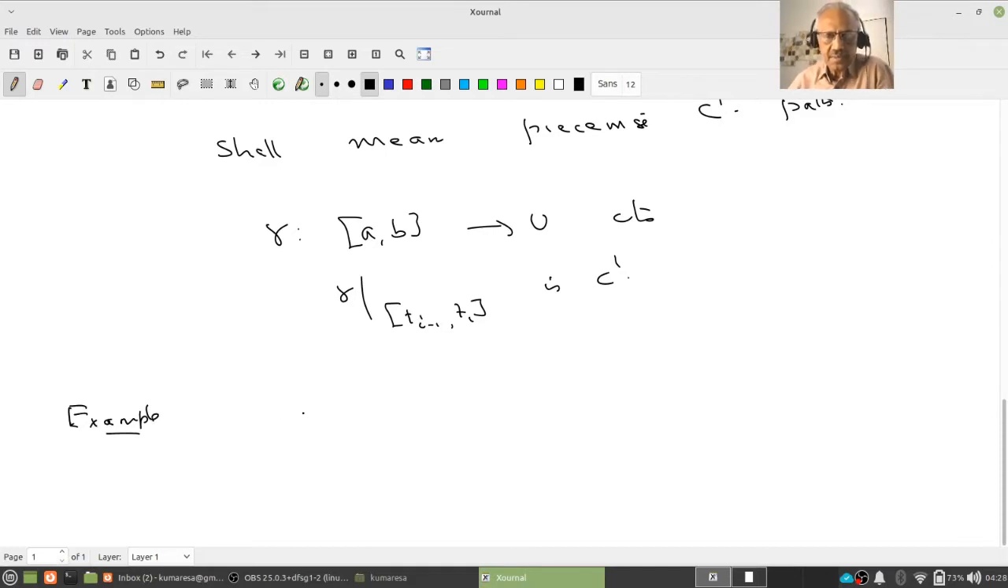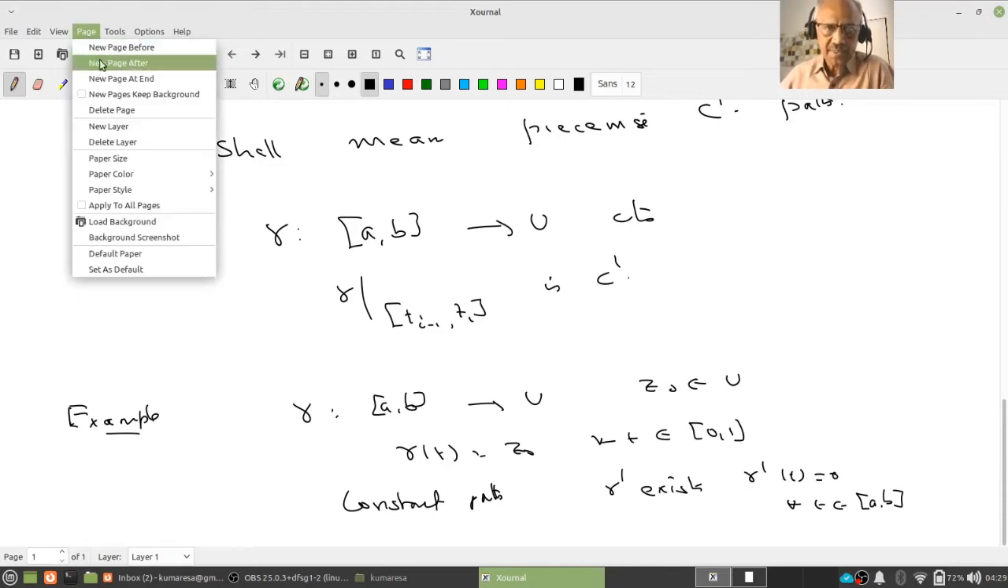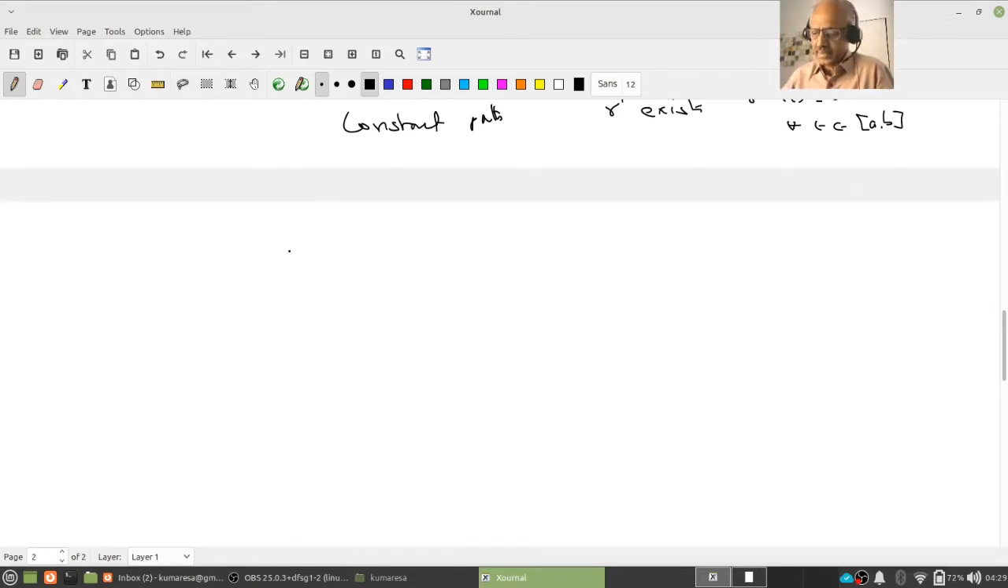The first example is, of course, an easy one. Gamma from, let's say, a b to U, and fix a point z naught in U. Then define gamma t equal to z naught for all t in a b. Then this is called a constant path, right? And remember, gamma prime exists everywhere, and gamma prime t is 0 for all t in a b. Therefore, this is a path. A path according to our definition is piecewise smooth, but here it's actually C1 on the entire interval, right?